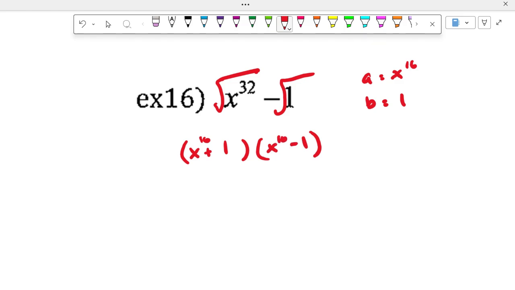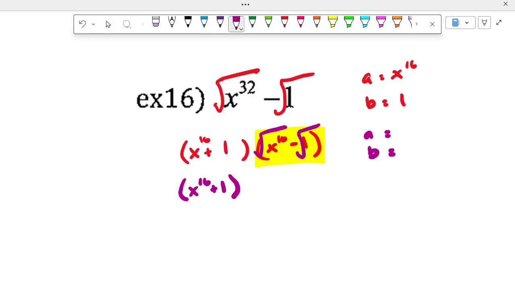Am I done factoring? Nope. Why? Why am I not done? We got another difference of squares right here. So I want to bring down the x to the 16th plus 1 because I can't do anything with that one because of the plus. But I can do another difference of squares factoring with the second factor. What's the square root of x to the 16th? X to the 4th. X to the 8th, actually. So even though 16 is a perfect square, we just divide that exponent by 2.